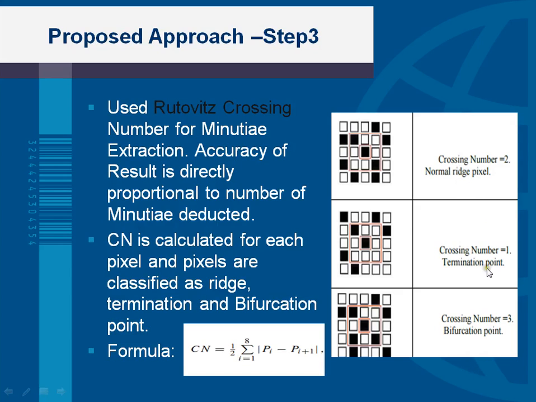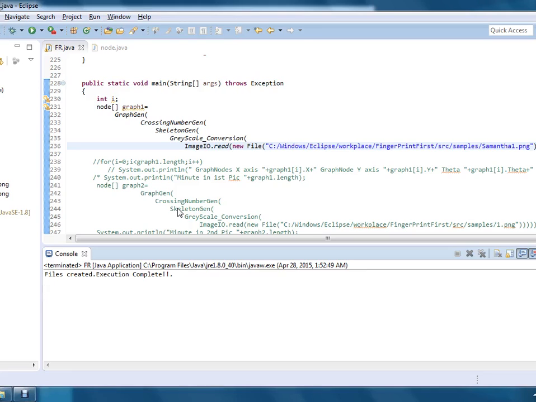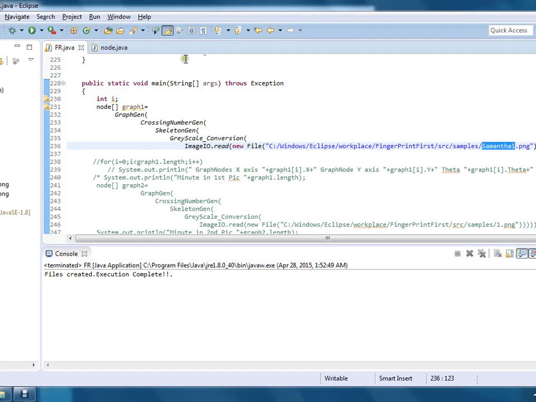Here we can see that if the crossing number is 1, then it's a termination point. If the crossing number generated is 2, then it's a normal ridge pixel. Whereas if it's 3, it's a bifurcation point. We can see the image after step 3. So moving back to the code execution, for the same image Samantha 1, we will again execute and we will see the image conversion after the generation of the crossing number.